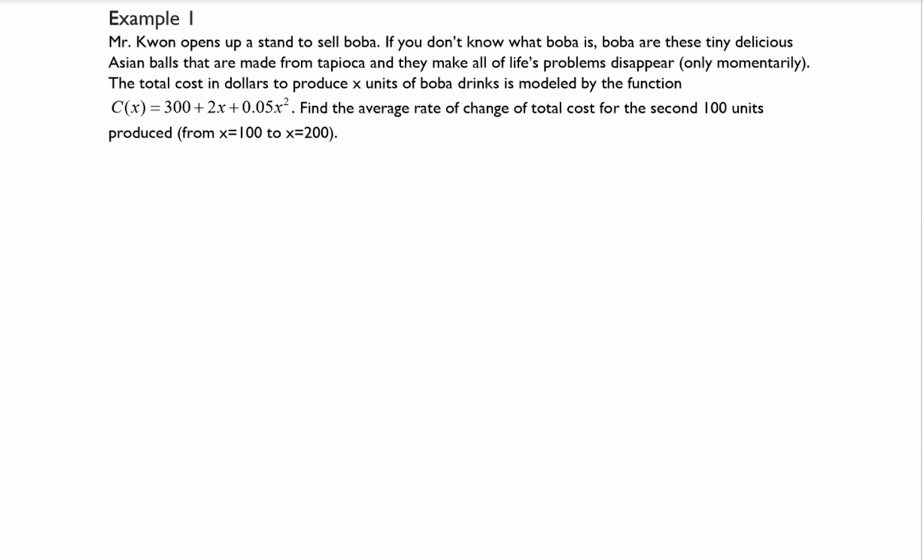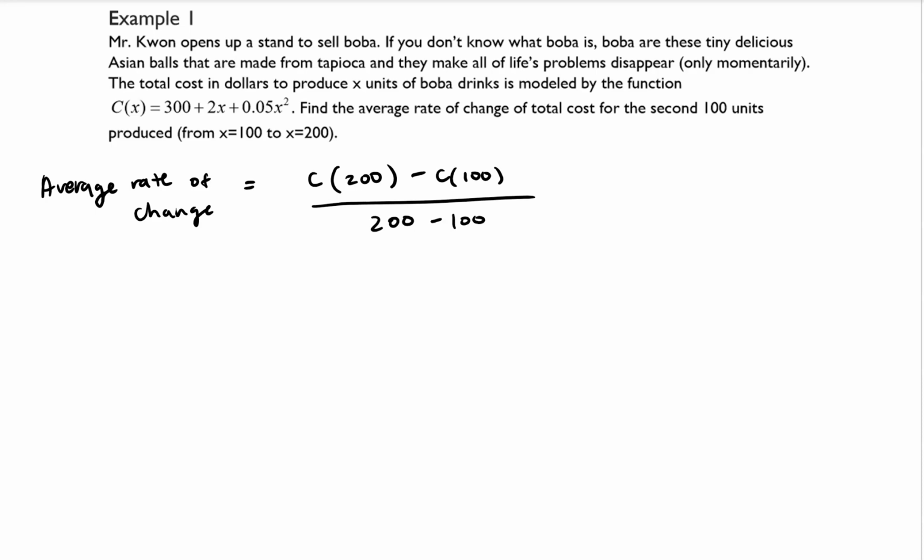The total cost in dollars to produce x units of boba drinks is modeled by the function c of x equals 300 plus 2x plus 0.05x squared. Find the average rate of change of total cost for the second 100 units produced. Another way of saying that is from when x equals 100 to x equals 200. So the average rate of change is equal to c of 200 minus c of 100 over 200 minus 100.